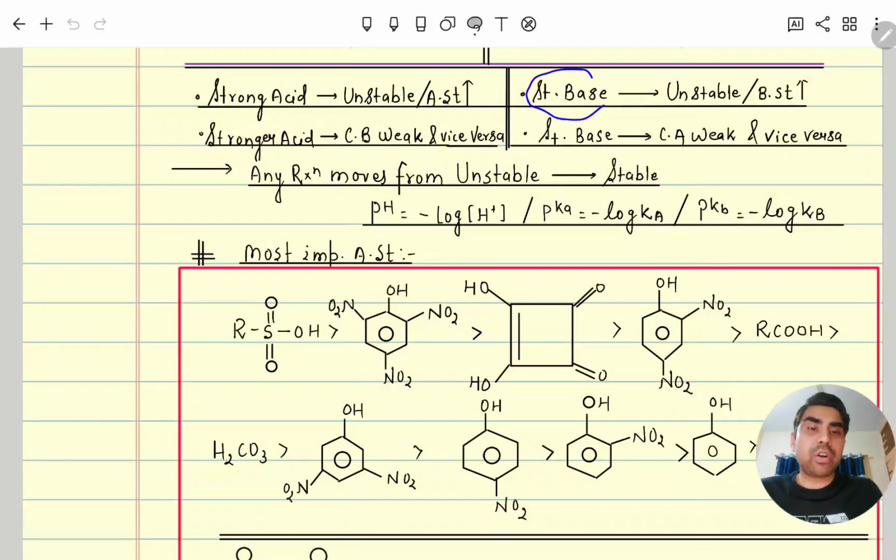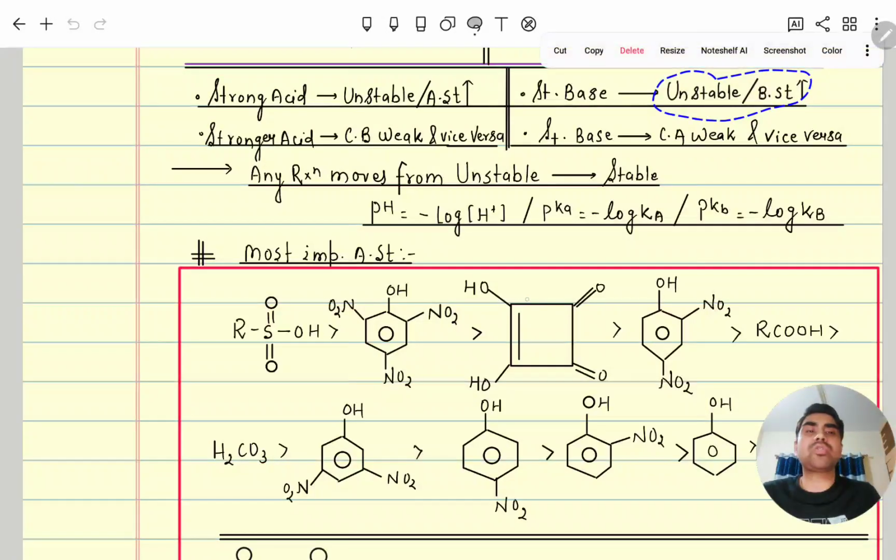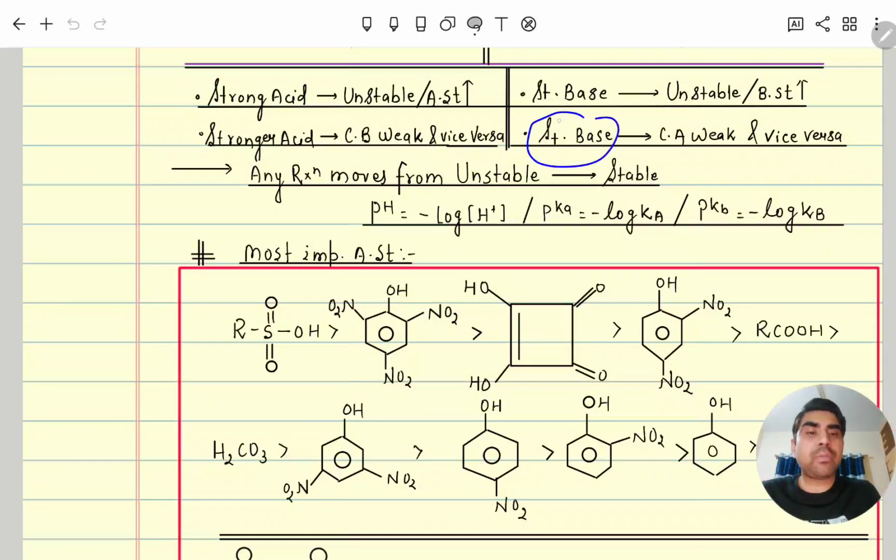Similarly, a strong base means it will be unstable, or its basic strength will be more. For a strong base, its conjugate acid will be weak, or vice versa. Any reaction in this world always moves from unstable to stable, so that they become more stable. So if a strong acid is unstable, it will move further in the forward direction, its dissociation will be more, its alpha will be more, the Ka value will be more, and acidic strength will be more.